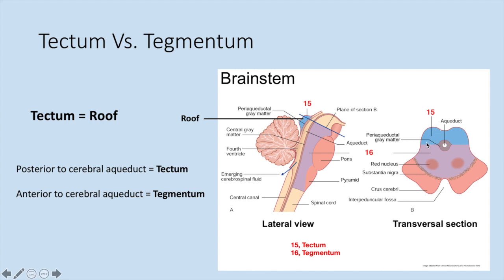And then we can also split this using the cerebral aqueduct. So we can say that posterior to the cerebral aqueduct is the tectum, and anterior to it is the tegmentum. So you can see these highlighted here. So we've got the tectum is the roof of the midbrain, which is found posterior to the cerebral aqueduct, and we've got the tegmentum is the bit that's anterior to the cerebral aqueduct.